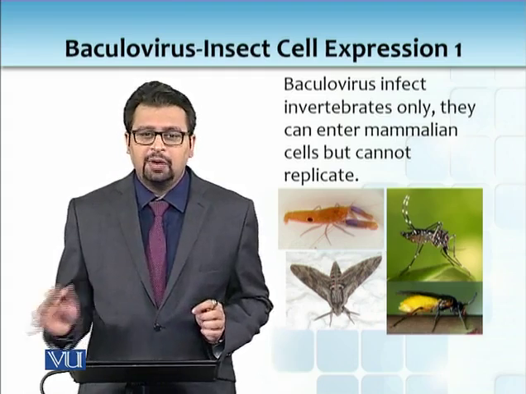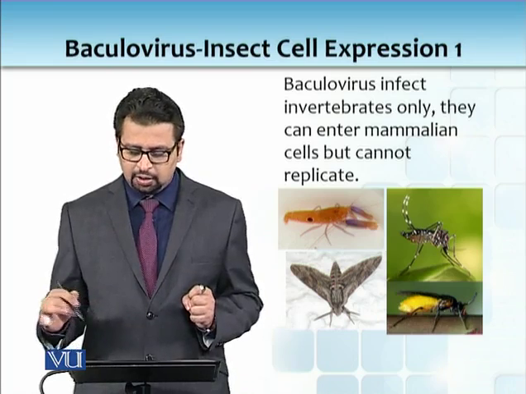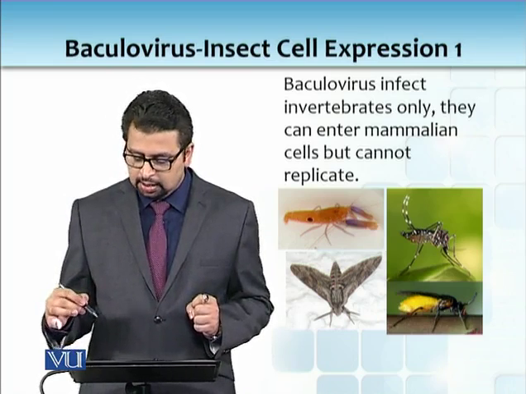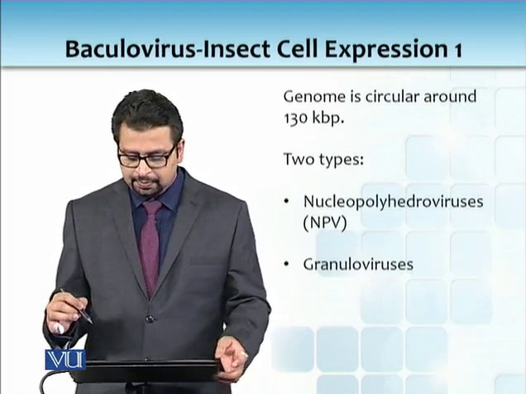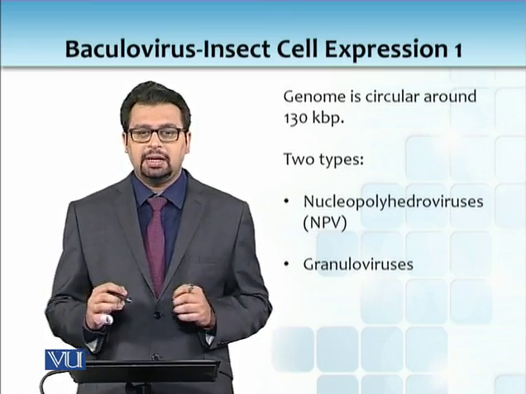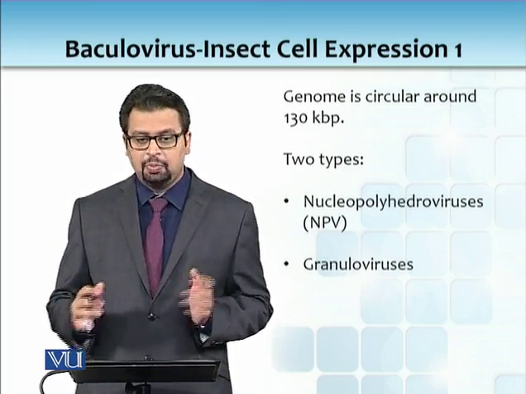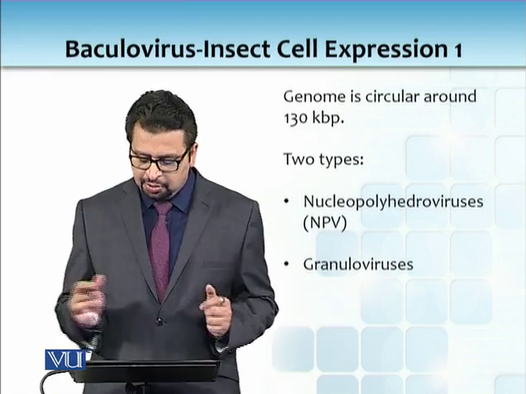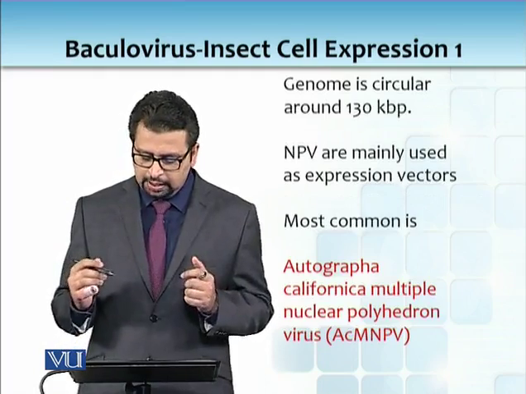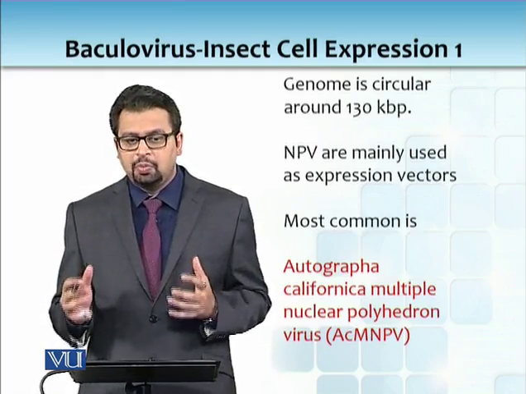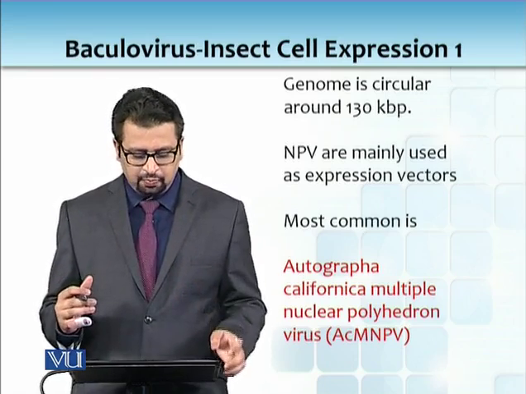So when we are talking about invertebrates, what are the common hosts? Its common hosts are given in the images here, which are a lobster, a moth, a mosquito, and a fly. Its genome is circular, around 130 kilobase pairs, and there are two types: nucleopolyhedroviruses, which are most commonly used, and granuloviruses. Out of these, the most common is Autographa californica multiple nuclear polyhedrosis virus.